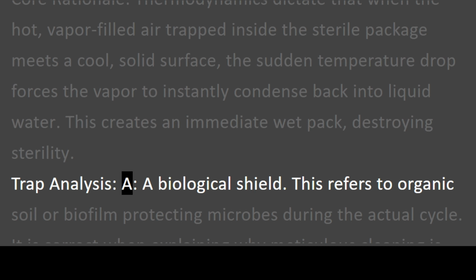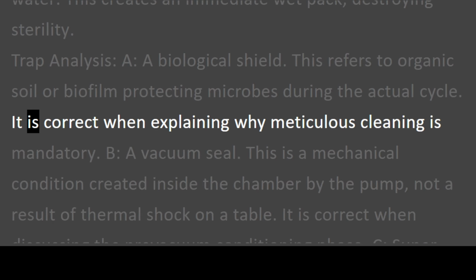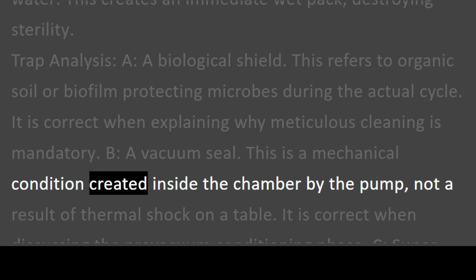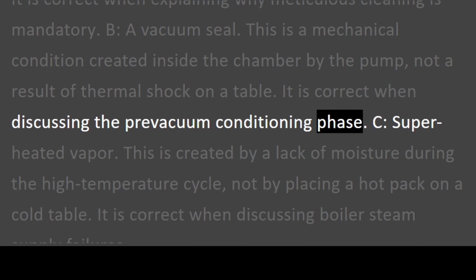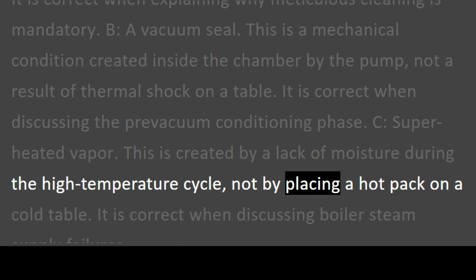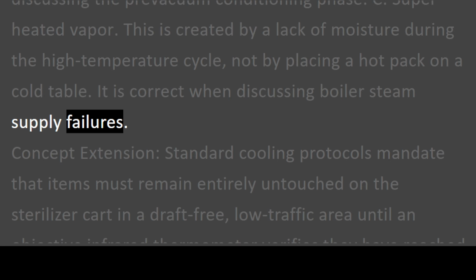Trap analysis. A. A biological shield. This refers to organic soil or biofilm protecting microbes during the actual cycle. It is correct when explaining why meticulous cleaning is mandatory. B. A vacuum seal. This is a mechanical condition created inside the chamber by the pump, not a result of thermal shock on a table. It is correct when discussing the pre-vacuum conditioning phase. C. Superheated vapor. This is created by a lack of moisture during the high-temperature cycle, not by placing a hot pack on a cold table. It is correct when discussing boiler steam supply failures.